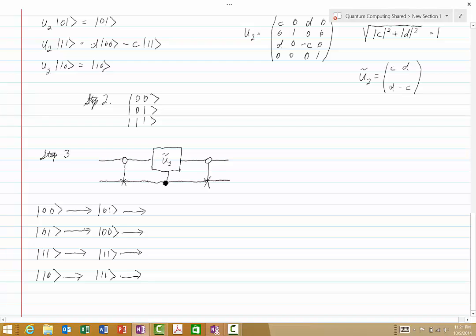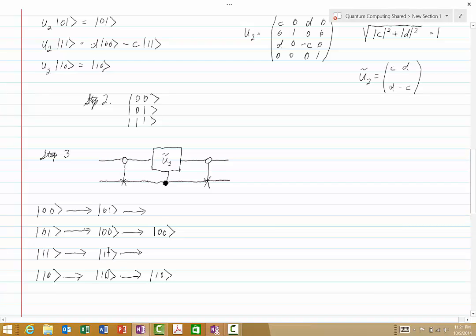I wrote this down incorrectly there. So when the second bit is 0, since this is looking for a 1, nothing happens to the state. So we can say here that 0,0 will go to 0,0, and 1,0 will go to 1,0.